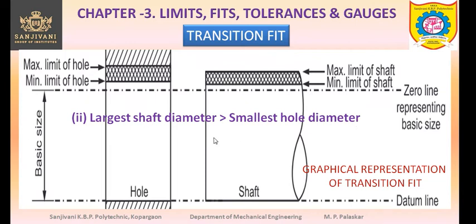Largest shaft diameter. So what is the largest shaft diameter? This is the largest shaft diameter, right? So this largest shaft diameter should be greater than the smallest hole diameter. This is the smallest hole diameter. So this one is the largest shaft diameter, it is greater than the smallest hole diameter. You can see very clearly here. Okay, so this is the graphical representation of the transition fit, and I have shown both the conditions on separate figures so that you can understand clearly. There is no doubt, there should be no confusion. If you understand transition fit, then it means that you have understood everything.